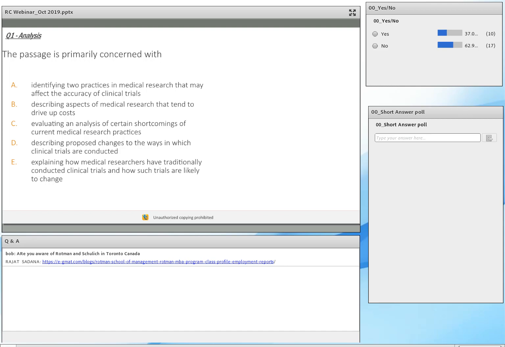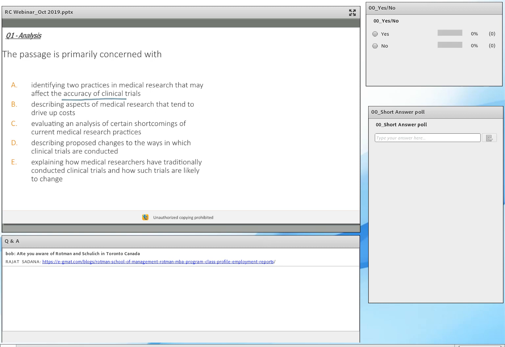The passage is primarily concerned with, now we know that there's a two-pronged approach. Now when I'm taking to improve medical research, that's what the author is doing. Now when I take a look at the answer choices, identifying two practices that may affect the accuracy of clinical trials.